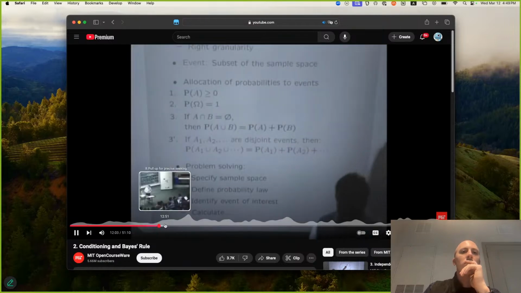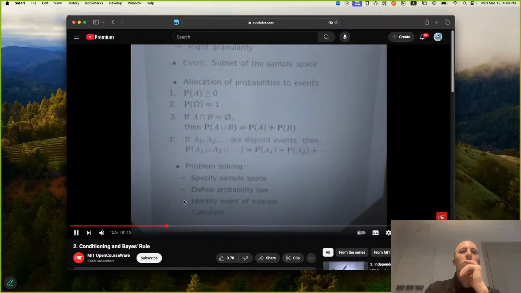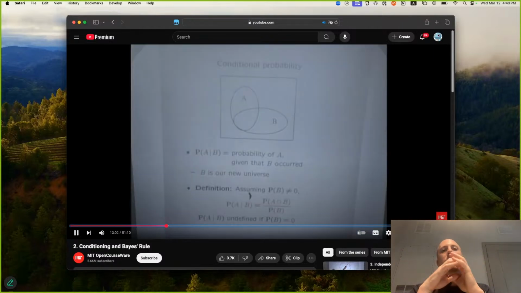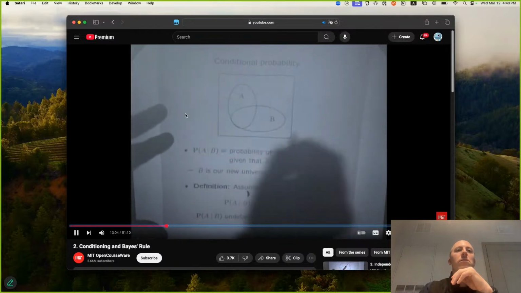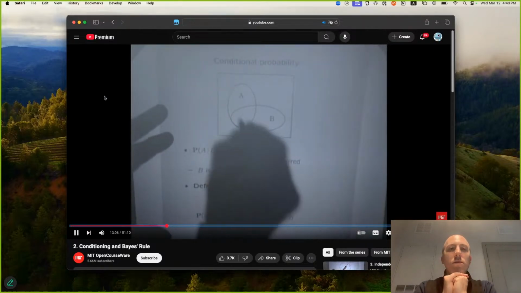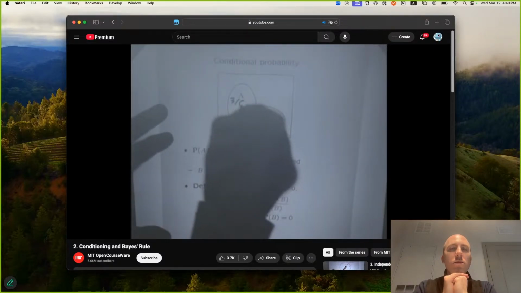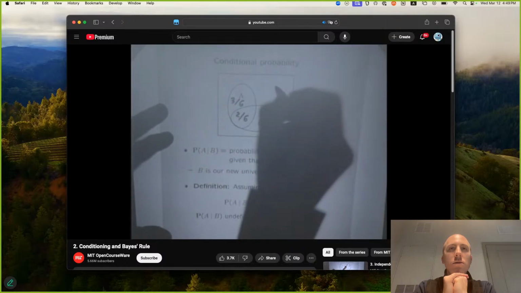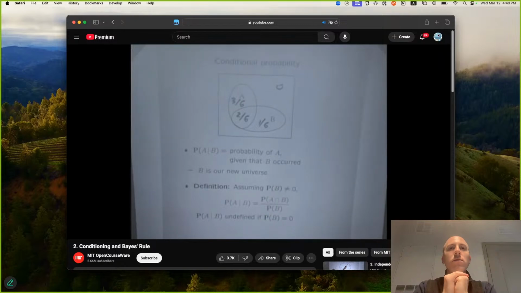It is just calculation and simple. So let's make this into a numerical example. Inside the sample space, this part of the sample space, let's say, has probability 3/6. This part has 2/6, and that part has 1/6. I guess that means that out here we have 0 probability.